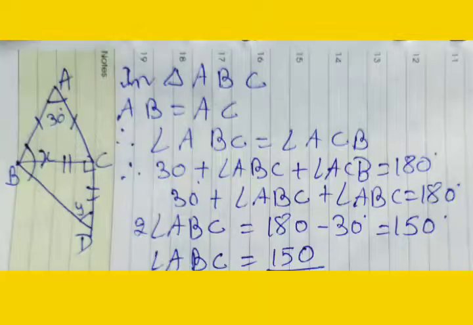Now in the next one, you name a triangle as I have done, A, B, C and D. In triangle ABC, AB is equal to AC, and so angle ABC is equal to ACB. Then again, 30 degrees plus ABC plus ACB is equal to 180 degrees. So 30 plus ABC plus ABC is equal to 180 degrees, because AB is equal to AC, so angle ABC will be equal to angle ACB. Now 2 ABC is equal to 180 minus 30, equal to 150, and so ABC is equal to 150 degrees.